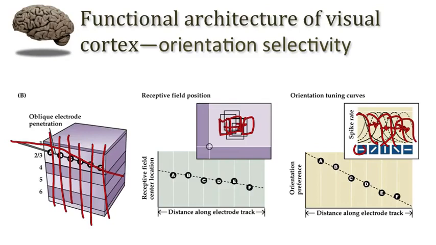Now, since the time that David Hubel and Torsten Wiesel did their experiments that earned them the Nobel Prize, additional methods have been developed, some of which allow neuroscientists to look at large-scale patterns of activity, not at the single cell level, but at the level of large populations of neurons over several millimeters of visual cortex.